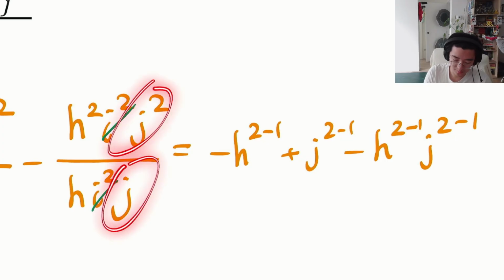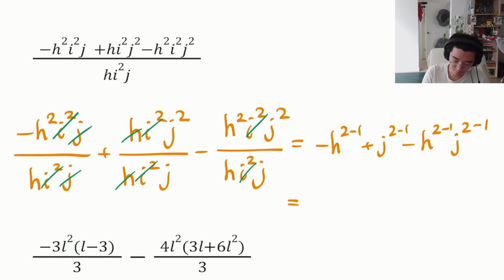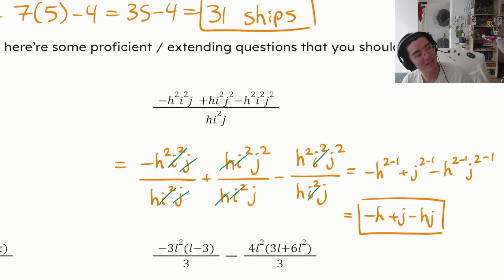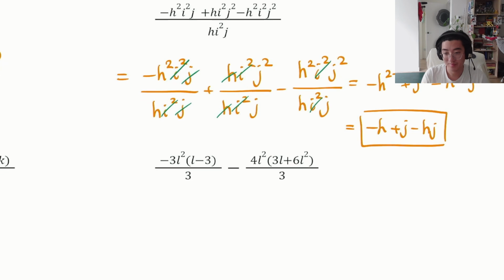Remember the exponent laws here. So, in total, we got minus H plus J minus JH. It's not satisfying, but you get a big disgusting fraction here, but all you are left with is this.